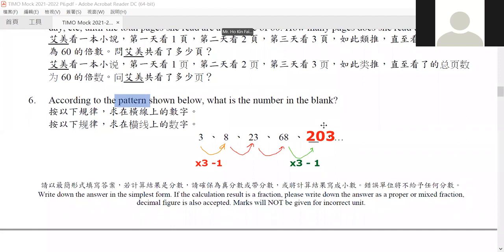So now this is the end of the section on logical thinking. Is there any question for these 6 questions? And Joseph, is there something that you want to draw to show the others?